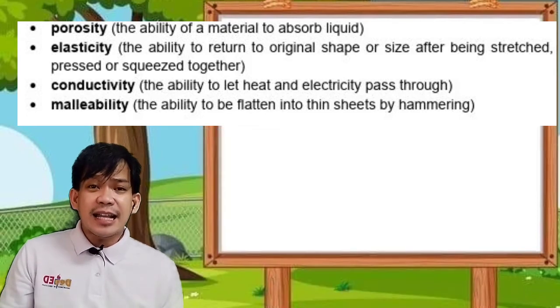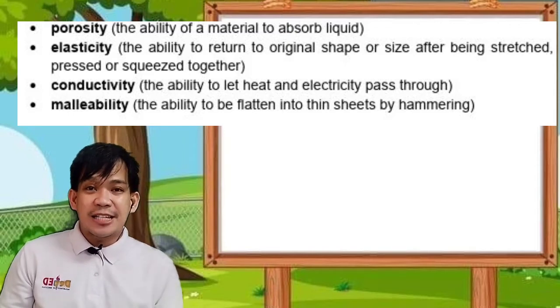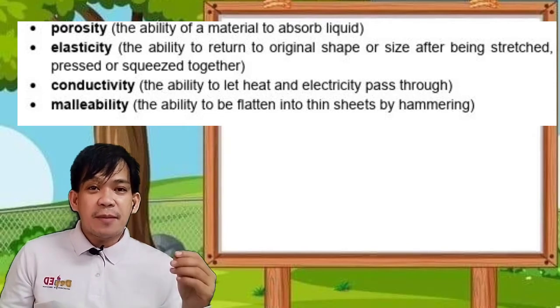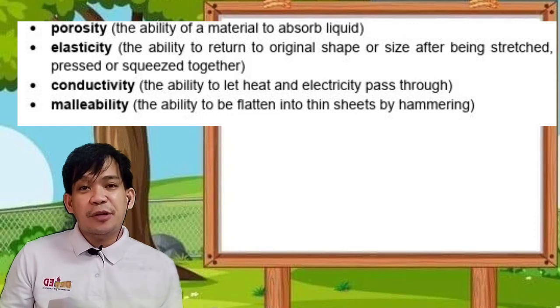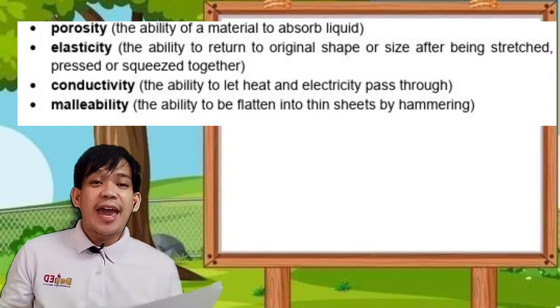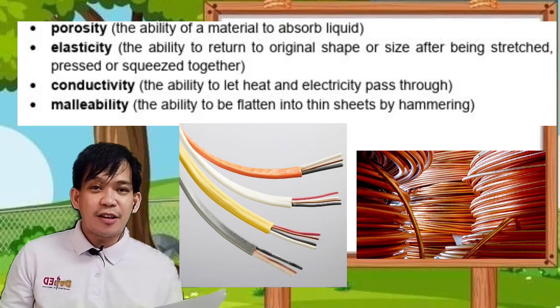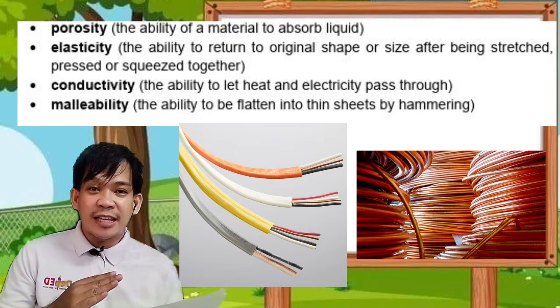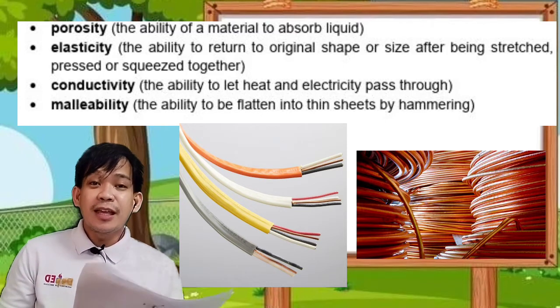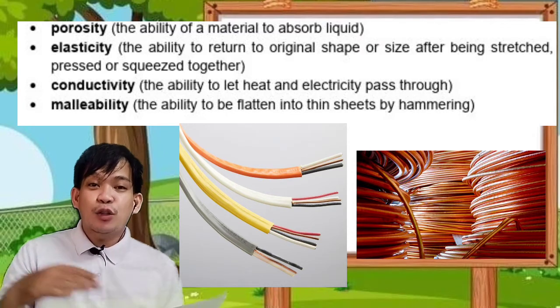Next is, conductivity. What does it mean? The ability to let heat and electricity to pass through. So, if the material allows heat and electricity, then ang kanyang physical property is conductivity. Example is yung mga electric wire, di ba? Yung metal, kapag dumaan yung init or kapag naidikit mo siya sa mainit na bagay, na itatransfer niya yung heat from that end to the other end.